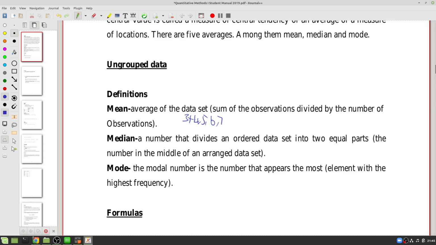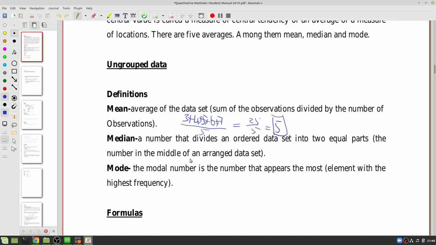Well, we add all of them together, 3, 4, 5, 6, and 7, and then we divide that by how many numbers there are. 1, 2, 3, 4, 5 numbers. That'll give us the average of these numbers. So let's quickly do that. 3 plus 4 is 7, plus 5 is 12, plus 6 is 18, plus 7 is 25. So we get 25 divided by 5, and that gives us 5. So that is the mean.